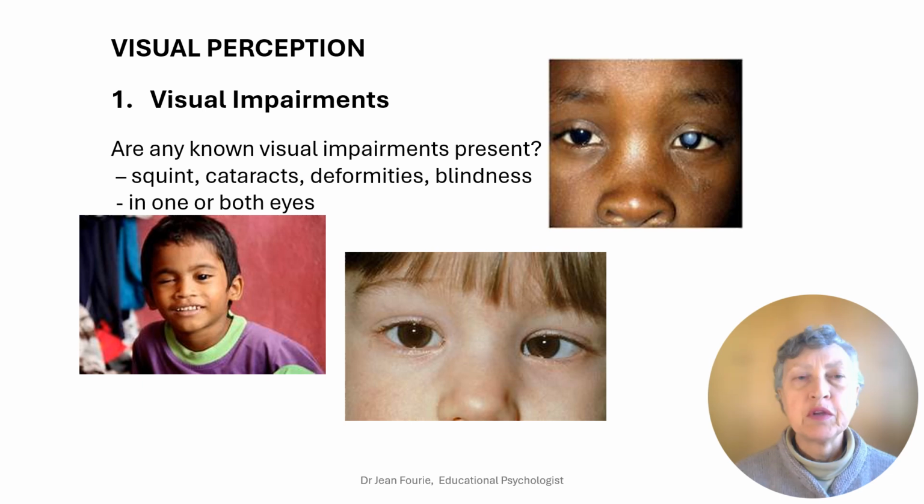If the child has been previously diagnosed with a visual impairment by an optometrist or a medical practitioner, then this can be recorded on the observation checklist, so teachers know how to assist the child in the classroom.